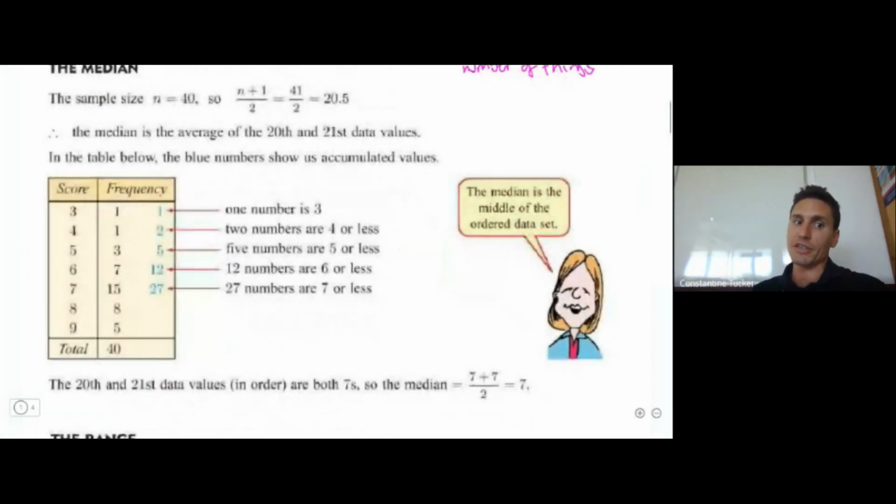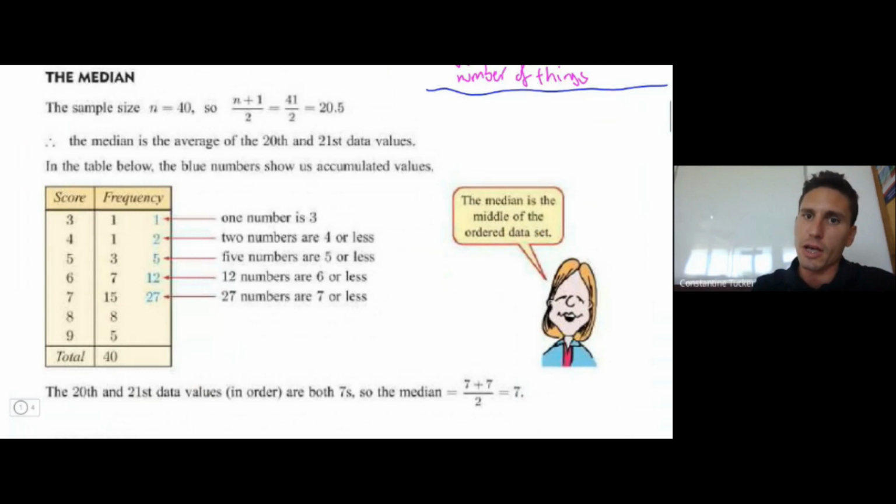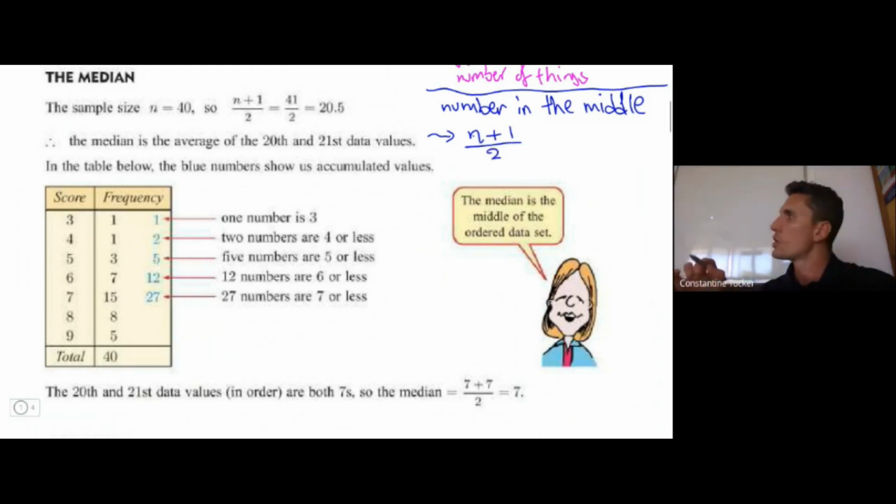Well, this is the trick we use. To find the number in the middle, the median, we use a little trick: n plus 1 divided by 2. What I'm writing down there will help us find which position the median will be in.